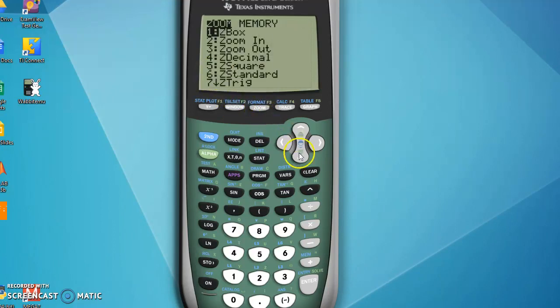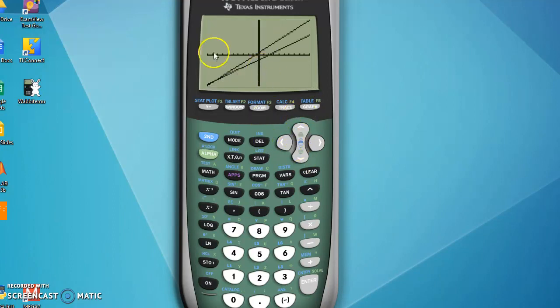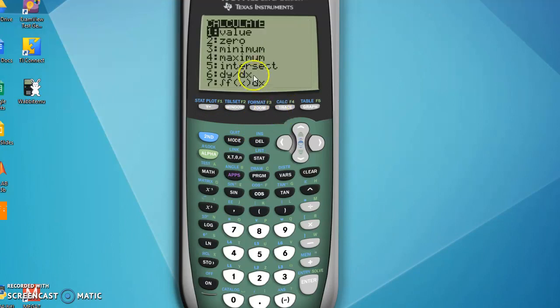So to recap, hit the zoom key for anything that you can't see, and then zoom fit, and hopefully it'll get it close enough to where you can see what you need to do. Once you have that, hit second, then the trace key, and that'll bring you up to your calculate menu. See how calc is above in the same color as your second key? How clever. Then we arrow down.